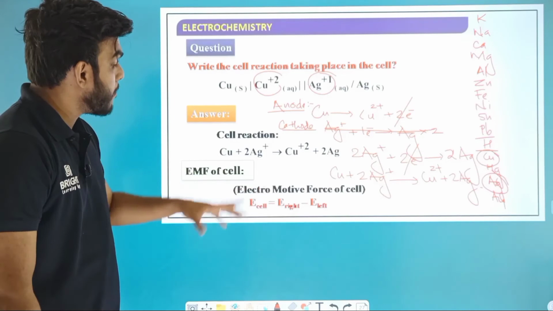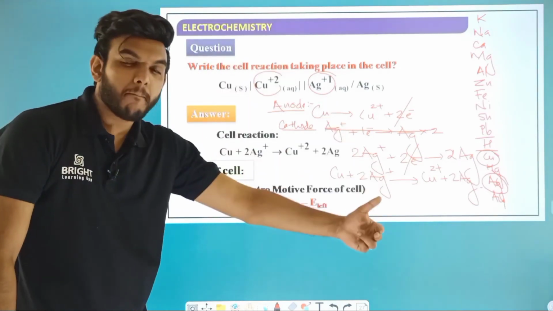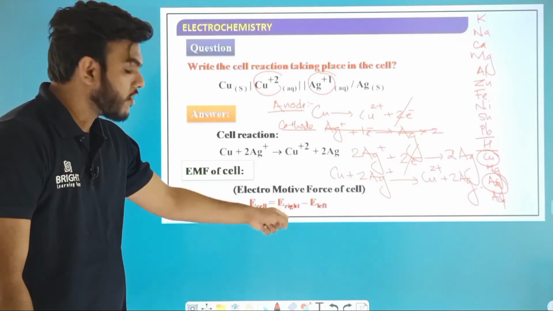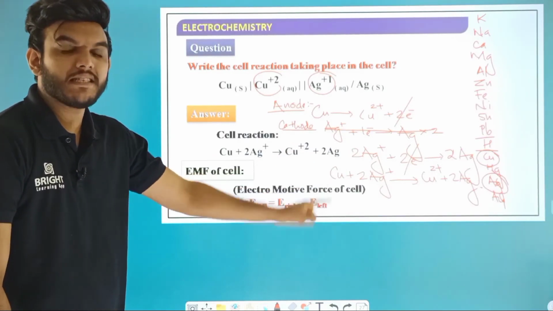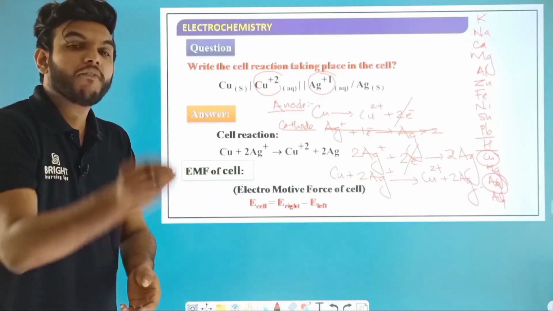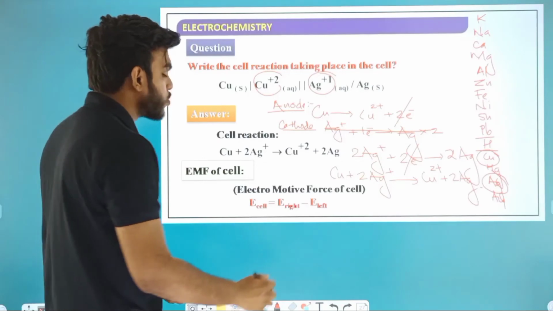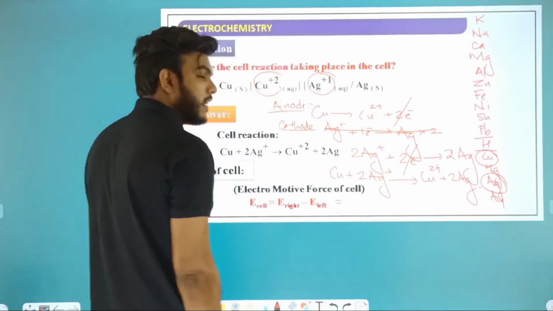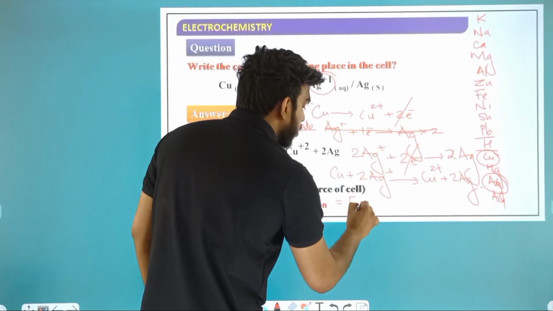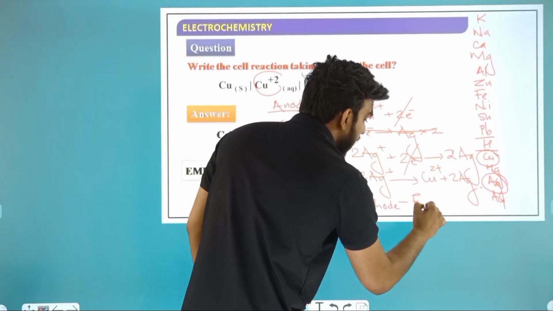To find the EMF, what is electromotive force? You have to write E right minus E left, that is E cathode minus E anode. In this way, you have to find the EMF. EMF tells how much current is forming. You find it by E right minus E left, that is E cathode minus E anode.